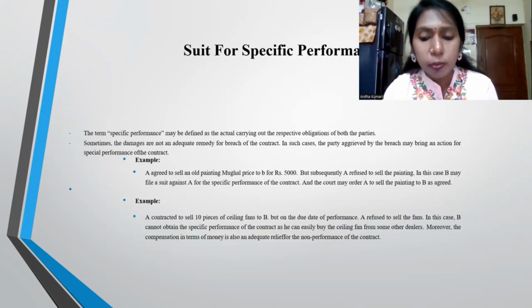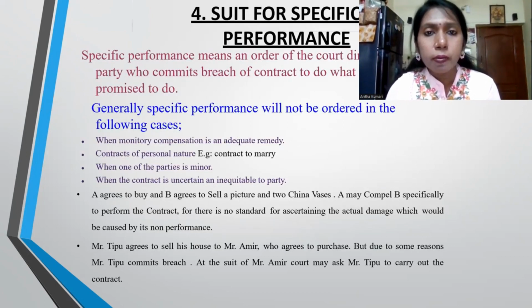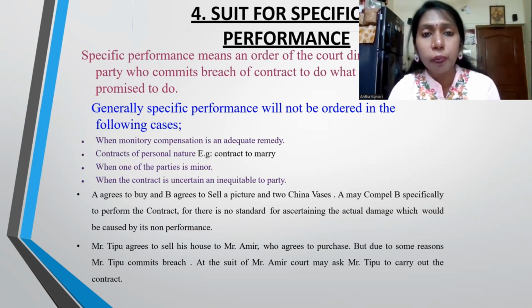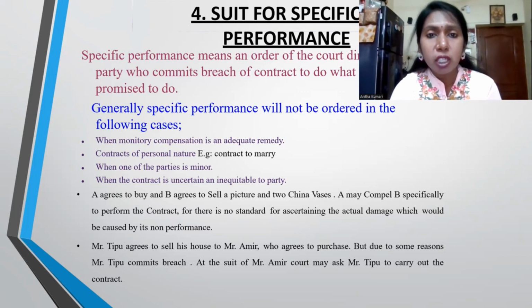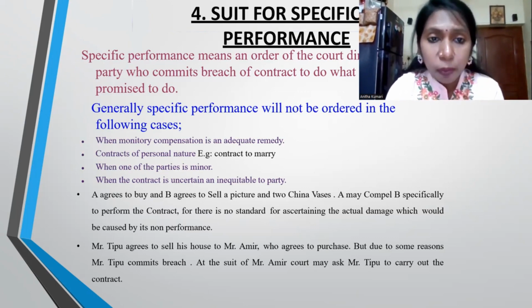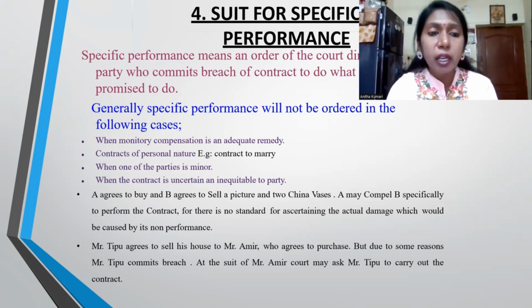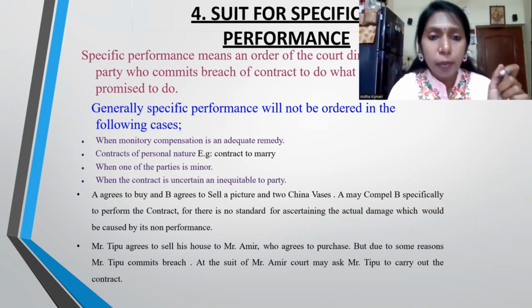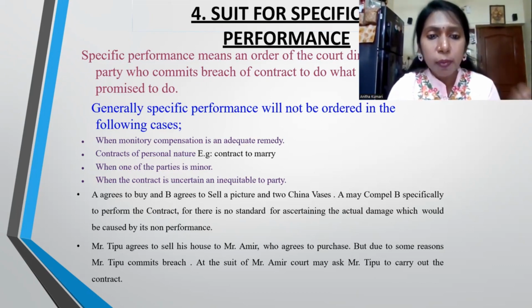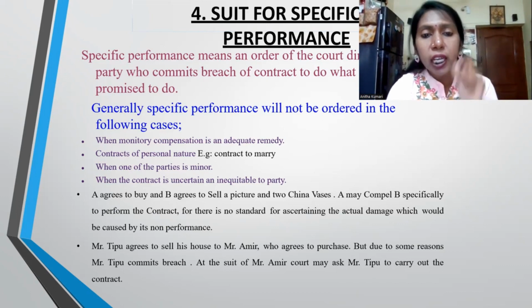Next one, suit for specific performance. There is an example for suit for specific performance. It applies when a contract is created based on some specific performance, that means based on some skill of a particular person. If a party to the contract refuses to perform in future, then the other party can sue him for the performance.